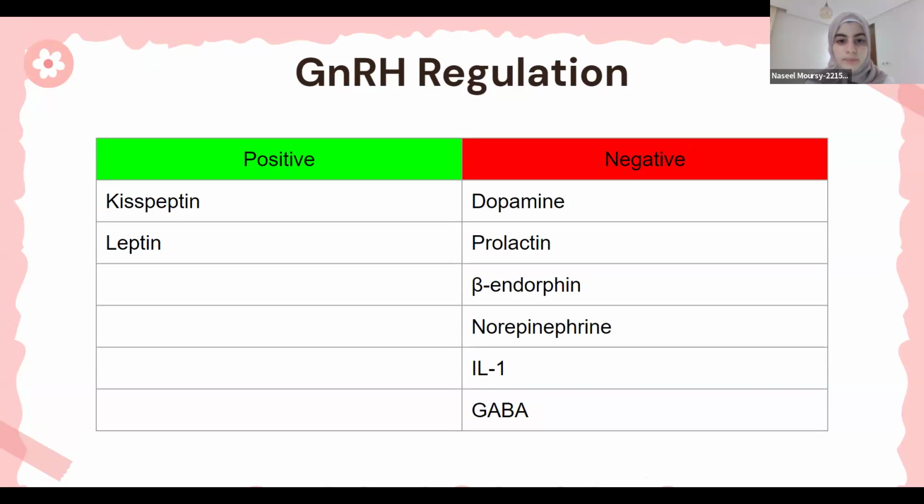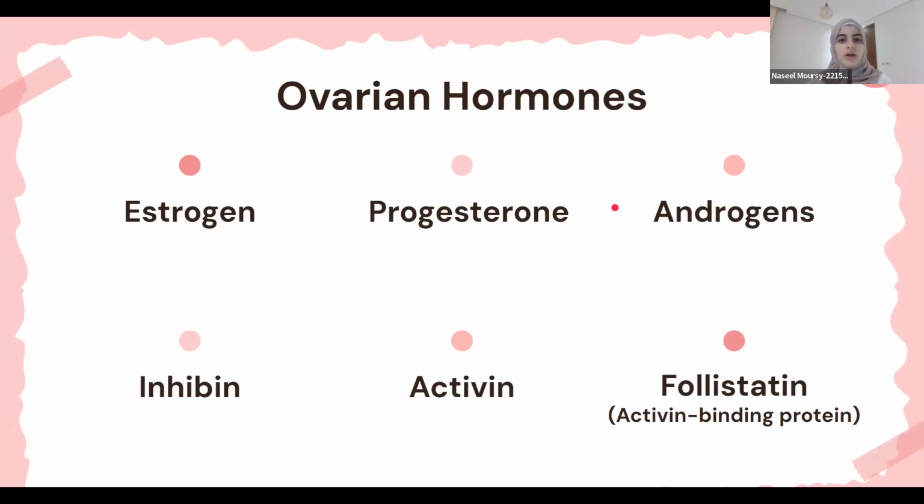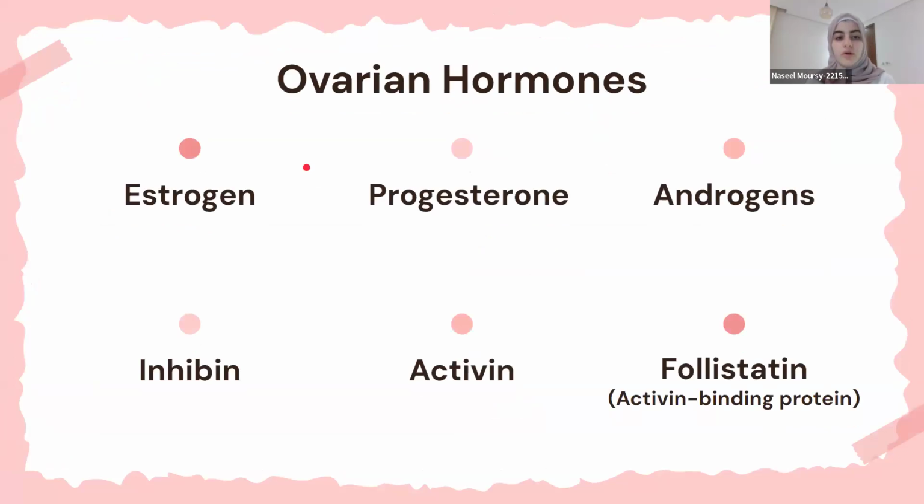All right. Now we're done with the HPO axis, and now we'll go to the ovarian hormones. In the ovarian hormones, we mainly have six hormones that are being secreted by the ovaries. We talked about estrogen, progesterone, and androgens. Then we also have inhibin, and we have activin and follistatin, which is an activin binding protein. We'll talk about each one in detail.